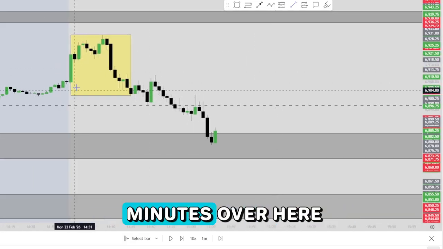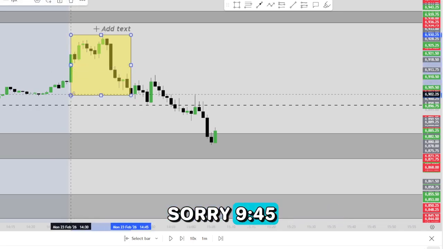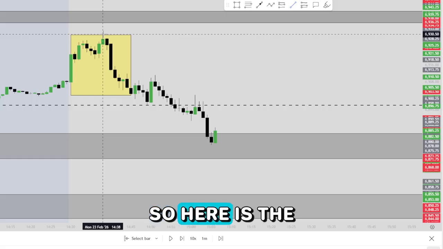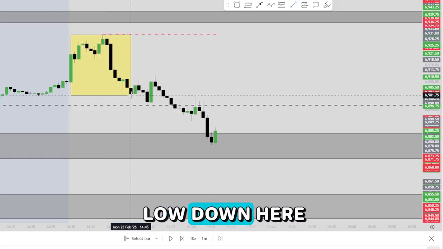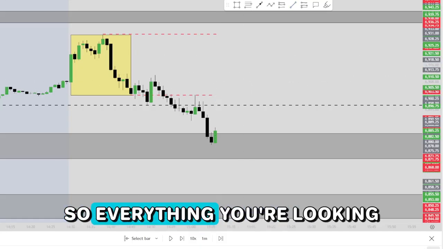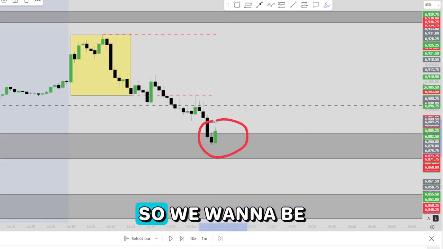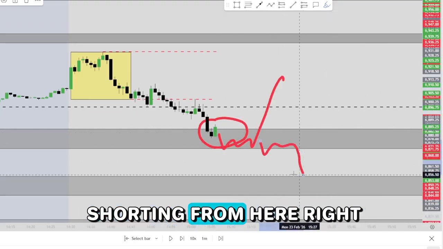So the first 15 minutes over here, this is from, again, 9:30 to 9:45 Eastern. So here is the range high, and here is the range low down here, right? Here's the range high and here's the range low. So everything you're looking for now has to come from a key level. So we want to be basically longing here or shorting from here, right?